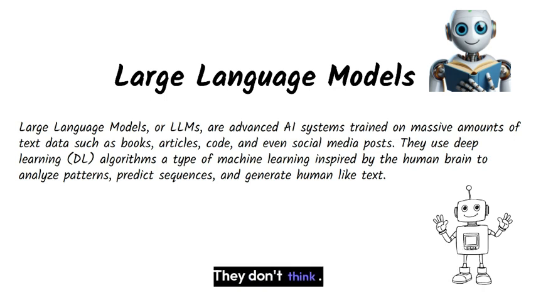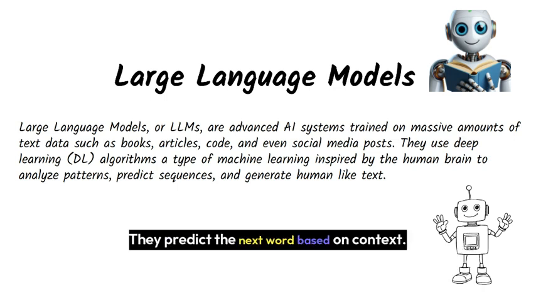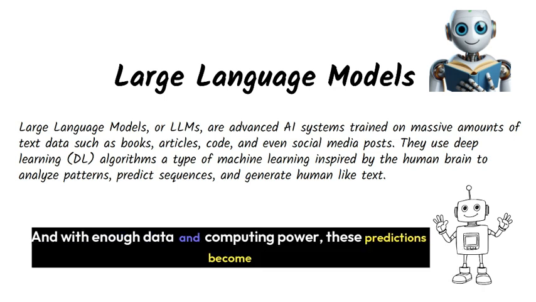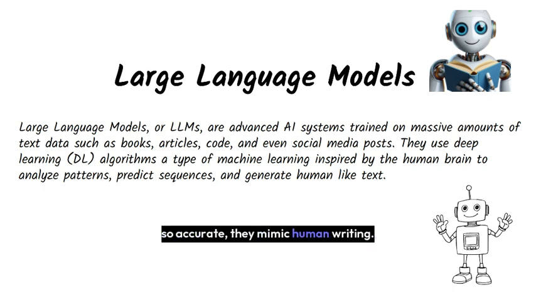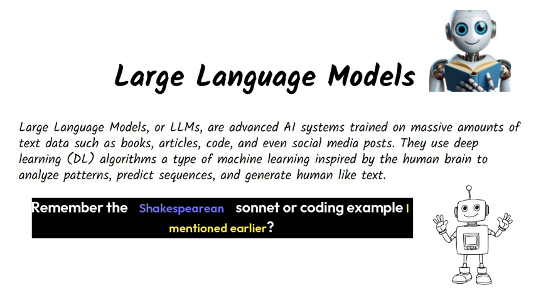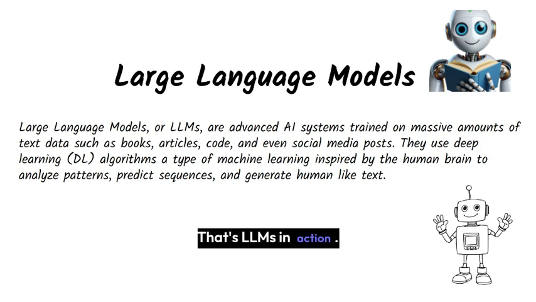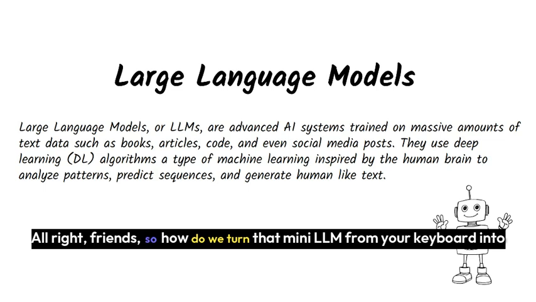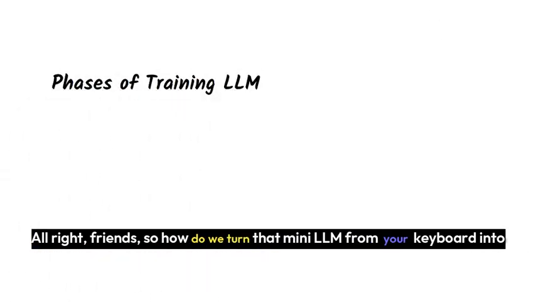They don't think. They predict the next word based on context. And with enough data and computing power, these predictions become so accurate they mimic human writing. Remember the Shakespearean sonnet or coding example I mentioned earlier? That's LLMs in action.